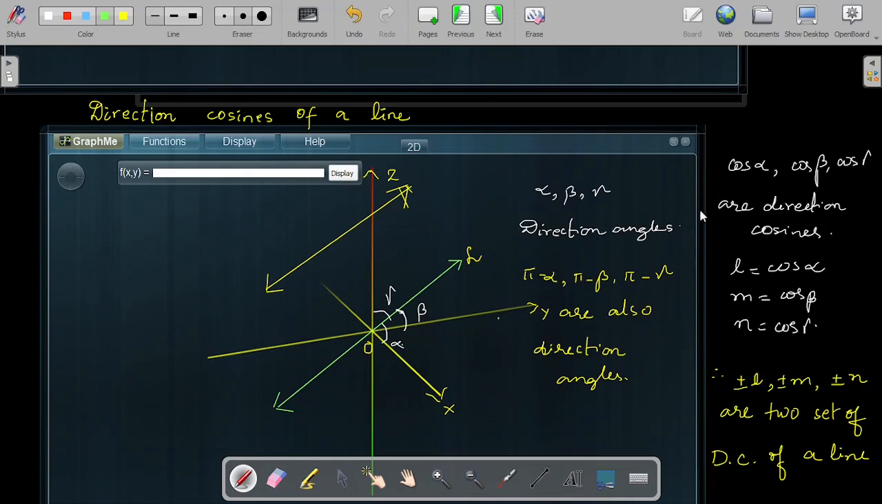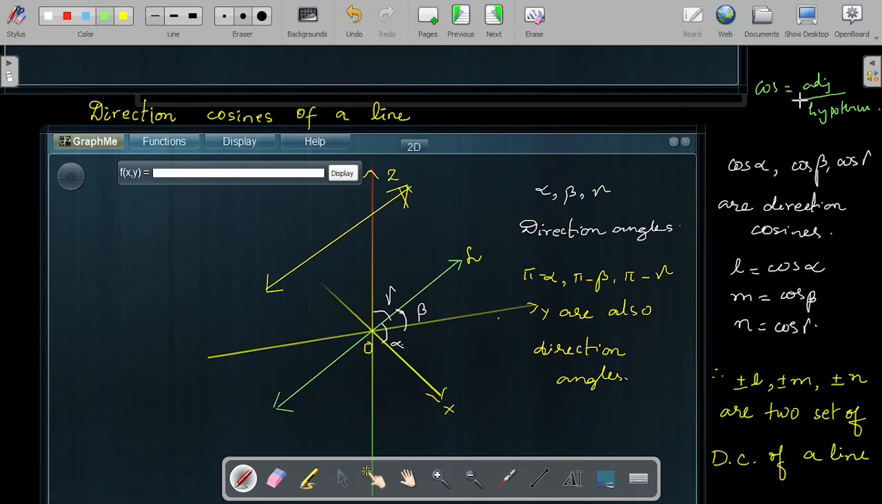The cosine values of the direction angles, that is cos alpha, cos beta, and cos gamma, are called direction cosines. They are denoted as l, m, n respectively: l equals cos alpha, m equals cos beta, and n equals cos gamma. We take direction cosines; we don't take direction sines or direction tangents. We are specifically defining direction cosines here because we use the cos function. The cos function is used here because we have the definition of cos as adjacent divided by hypotenuse.